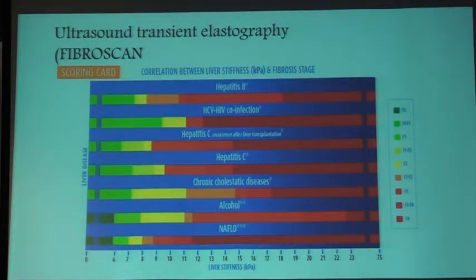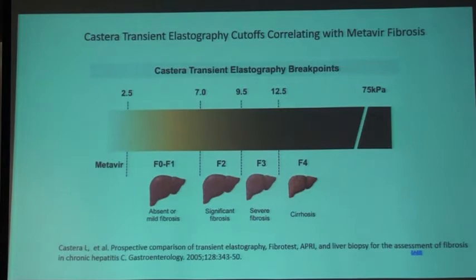Here is the transient elastography, showing the correlation between the stiffness versus the stage and versus the different types of diseases: hepatitis B, C, co-infected with HIV, chronic cholestatic disease, alcohol, NAFLD, and so on. Every kind of disease has its own measurement and its own scale. One of the important scales is the Castera scale; Castera et al. put his cutoff correlation with the METAVIR fibrosis score, so we can find F0 to F1 ranges from 2.5 up to 7 kilopascals, F2 from 7 to 9.5, F3 from 9.5 to 12.5, and F4 above 12.5. A very important issue is that F4 has a very wide range.